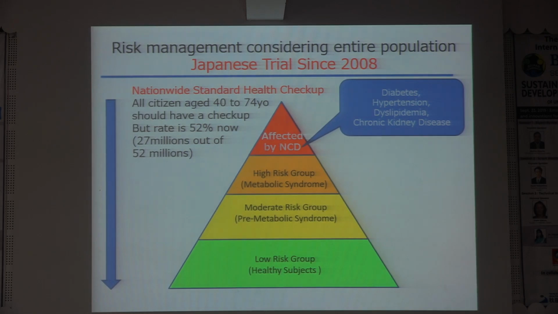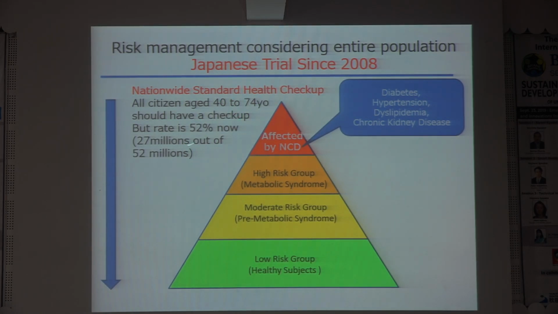And this is the Japanese case. The Japanese government started this population management from 2008, and the first step is, of course, the nationwide health checkup system. The target diseases are non-communicable diseases: diabetes, hypertension, dyslipidemia, and chronic kidney disease. And this group is metabolic syndrome, and this is pre-metabolic syndrome. Metabolic syndrome is pre-NCDs. So 4 groups. And the target is not all citizens because of the budget. So they select citizens aged 40 to 74.